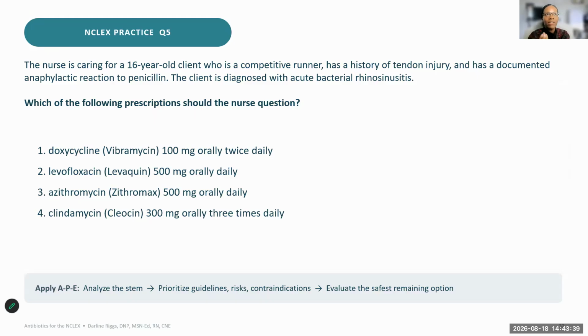You have to process. There's a history of tendon injury. So certain medications already have to be crossing your mind. They have a documented anaphylaxis reaction to penicillin. That's another thing, you're going to get rid of anything penicillin, even before you look at your answers. The client is diagnosed with acute bacterial rhinosinusitis. So which of the following should the nurse question?